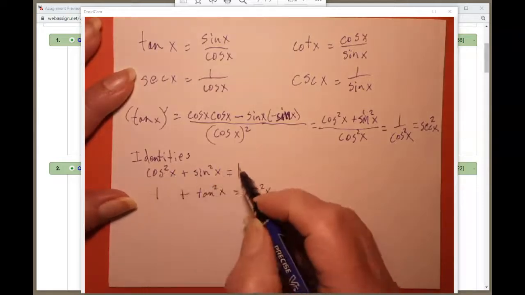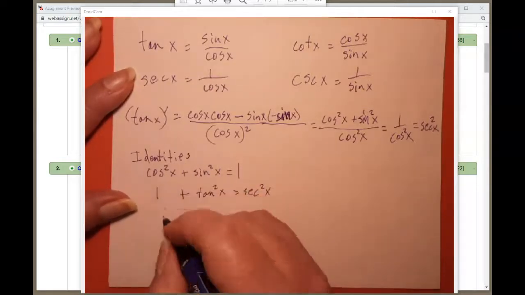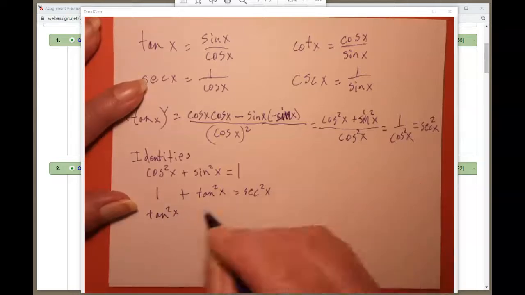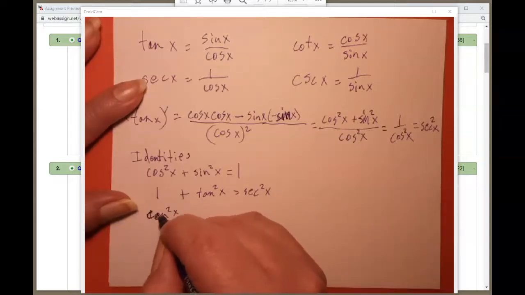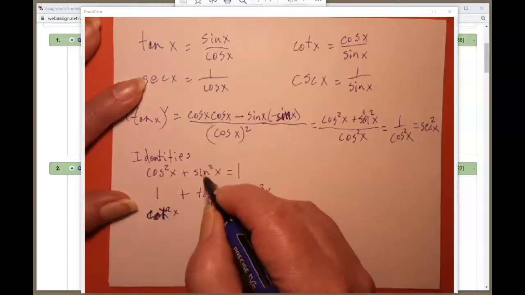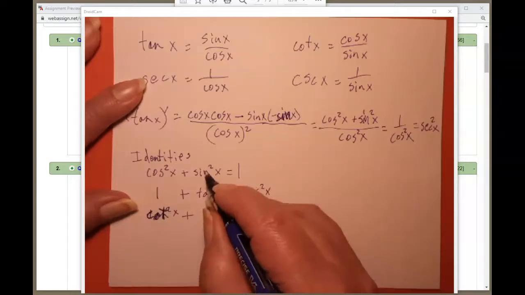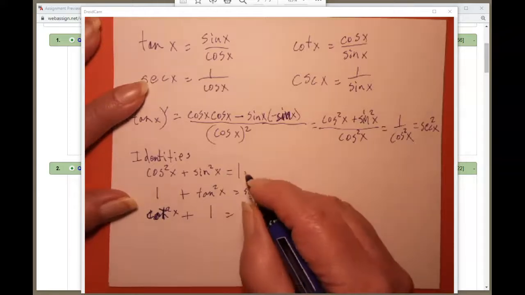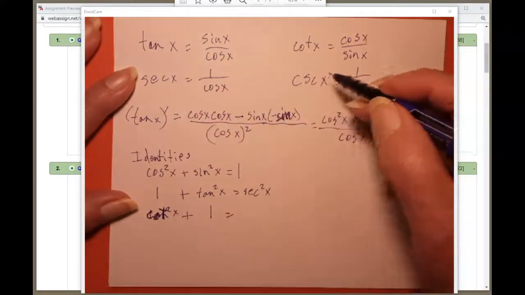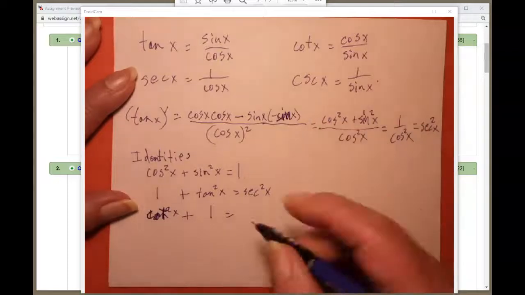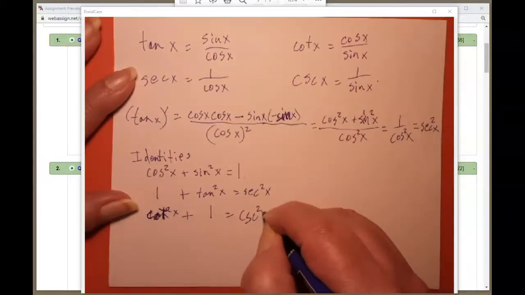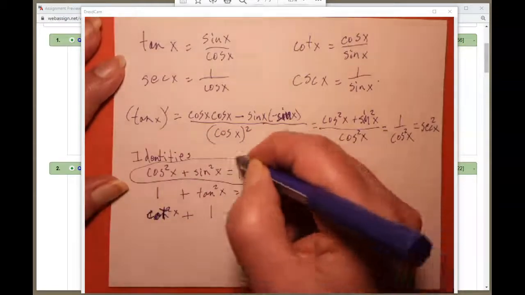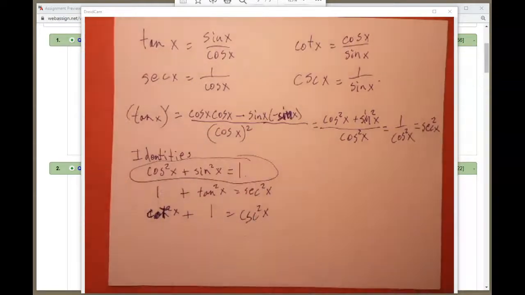And then if I divide this again by sine squared, I get cotangent squared x plus, sine squared over sine squared gives me 1, and then 1 over sine squared will be cosecant squared. So it's cotangent squared x plus 1 equals cosecant squared. This one you need to have memorized, but the other two you can get from it pretty easily.